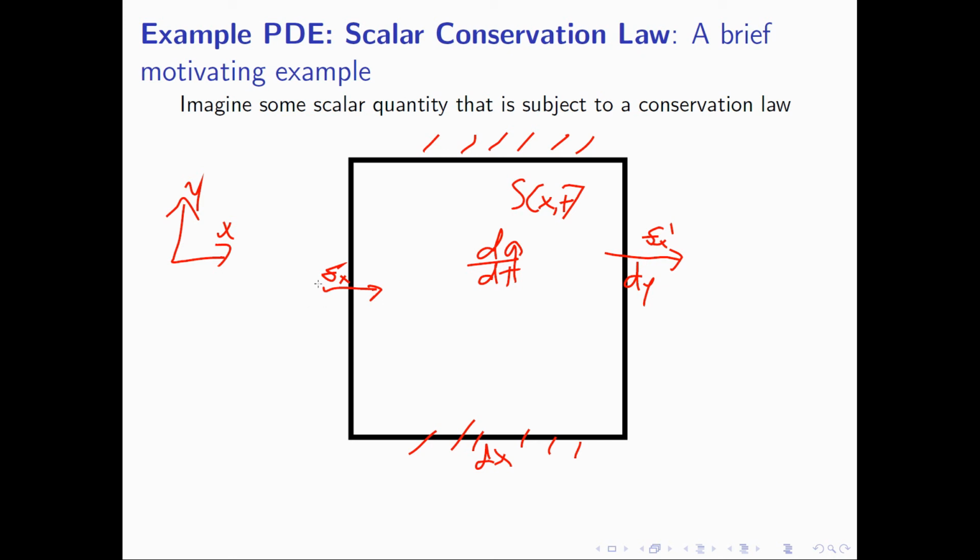Conversely, if we have more flux coming in than we have flux coming out, then we would expect our conserved quantity to increase, and so therefore we would have a positive dq dt. And if the net flux is 0, then our conserved quantity would stay the same, assuming that the source term is 0. Clearly, if we have no net flux, but we do have some source term, then our conserved quantity will increase for all time.